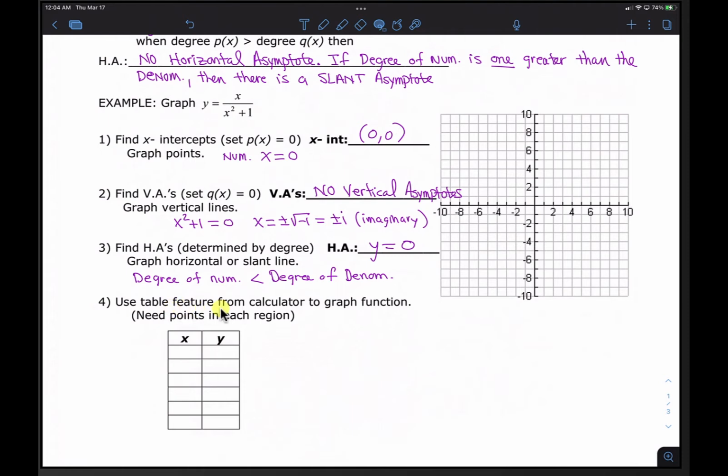Next, we'll use the table feature from our calculator to graph the function. When we use the table feature, we can get the points (1, 1/2), (2, 2/5), (3, 3/10), (-1, -1/2), (-2, -2/5), and (-3, -3/10). Now let me show you how to use the table feature on your graphing calculator.